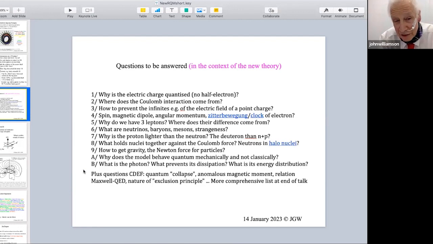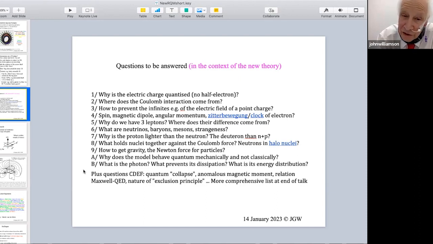Question four is a bit of a cheat question, because it's really four questions. What's spin, what's magnetic dipole, what's angular momentum, and what's the Zitterbewegung clock of the electron anyway? Well, we'll deal with all of those as well. And then the question, why do we have three leptons? Well, that came up in the discussion that followed the conference last week. And I think I've kind of answered that again, but I'll answer again just for people who haven't seen it.